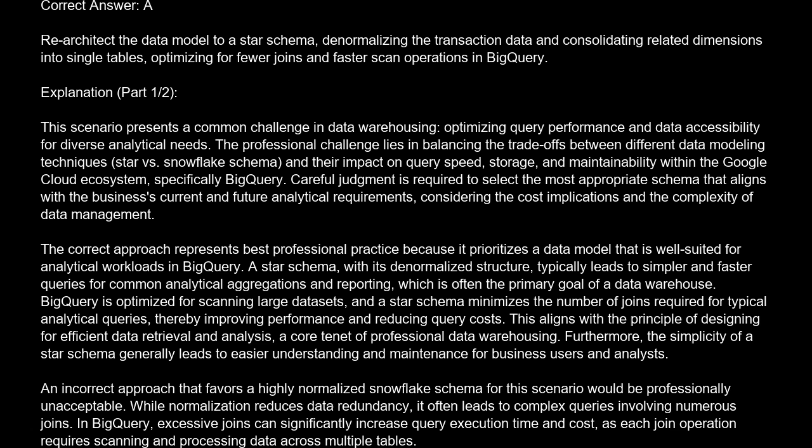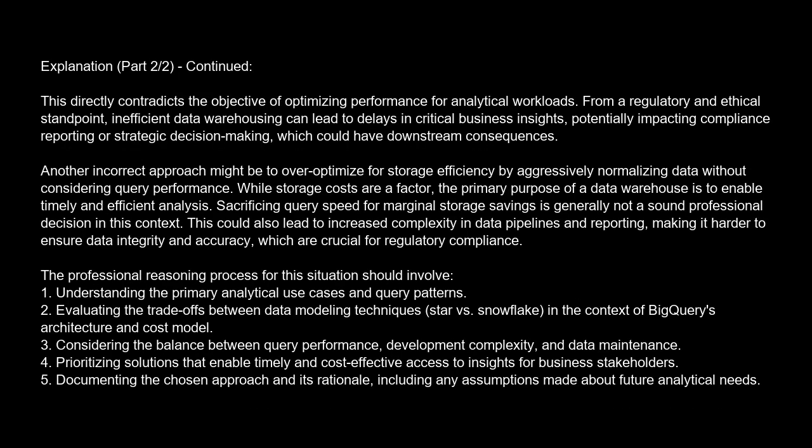While normalization reduces data redundancy, it often leads to complex queries involving numerous joins. In BigQuery, excessive joins can significantly increase query execution time and cost, as each join operation requires scanning and processing data across multiple tables. This directly contradicts the objective of optimizing performance for analytical workloads. From a regulatory and ethical standpoint, inefficient data warehousing can lead to delays in critical business insights, potentially impacting compliance reporting or strategic decision-making, which could have downstream consequences.